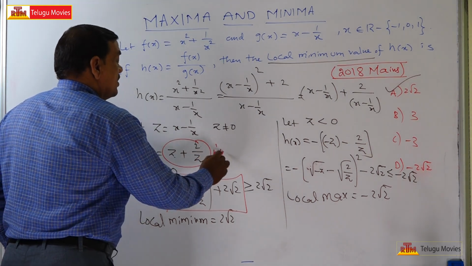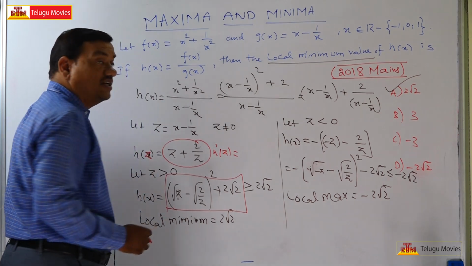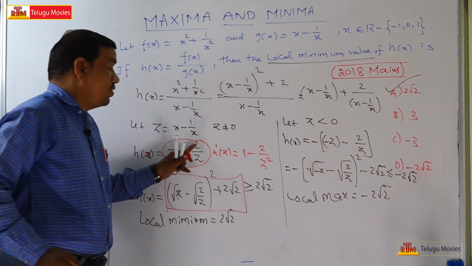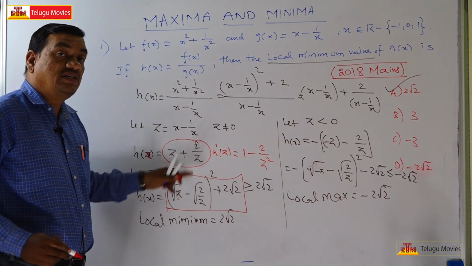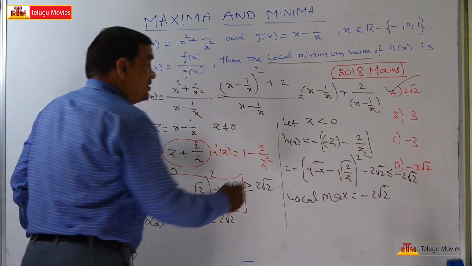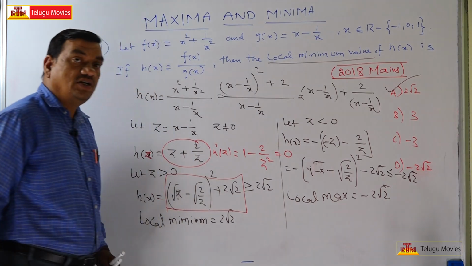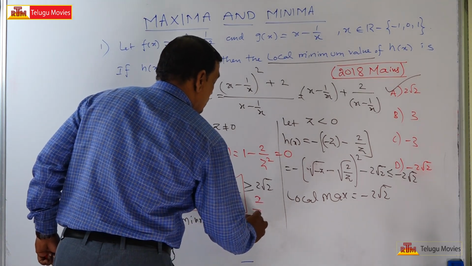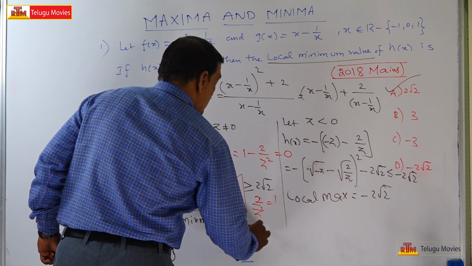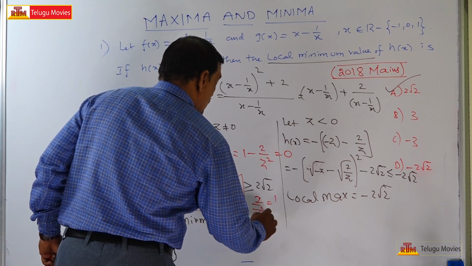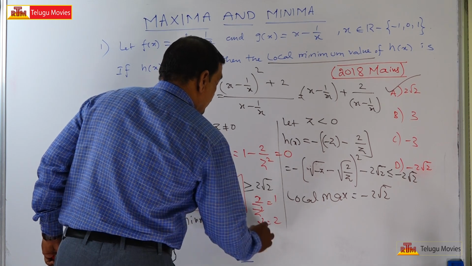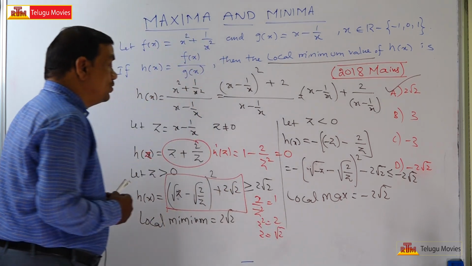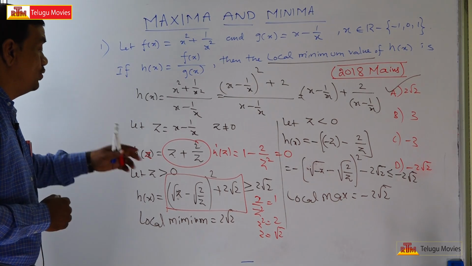So, that is h dash of z is equal to, for z derivative 1 minus 2 by z square, for 1 by z derivative minus 1 by z square. That is equal to 0. So, this becomes 2 by z square is equal to 1, z square is equal to 2. Therefore, z is equal to root 2. Like that you can do this problem.